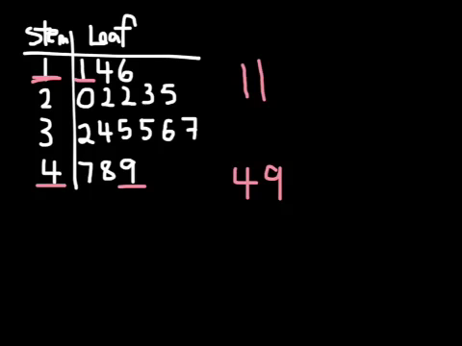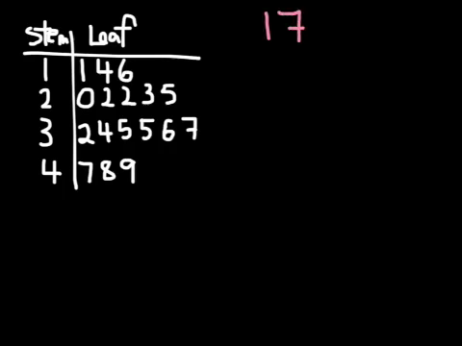Okay, so counting up how many leaves I've got will actually tell me how many scores I have altogether. So if I count them all up, I work out that I've got 17 scores. Now it's odd, which means that I'm going to have a number in the middle. I'm going to actually have a median.